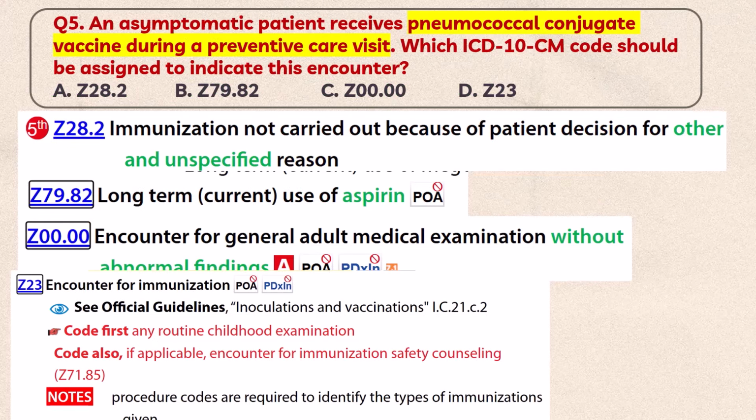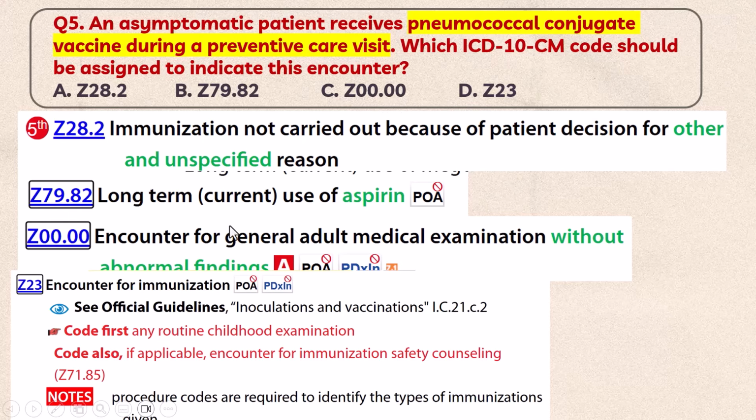So when you go to Z28.2, that is immunization not carried out because of patient decision for other and unspecified reason. So A is not possible. B is Z79.82, that is long-term current use of aspirin. So that is also not suitable. Z00.00, that is encounter for general adult medical examination without abnormal findings. So that is also not possible.